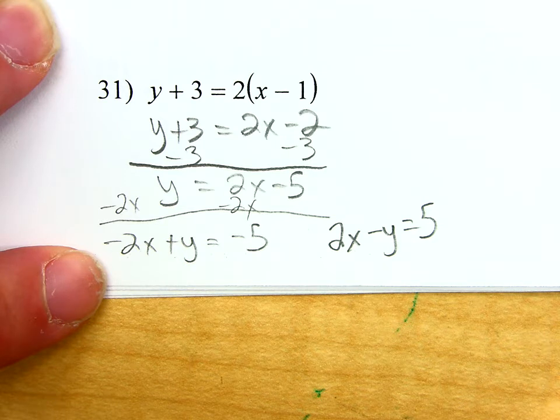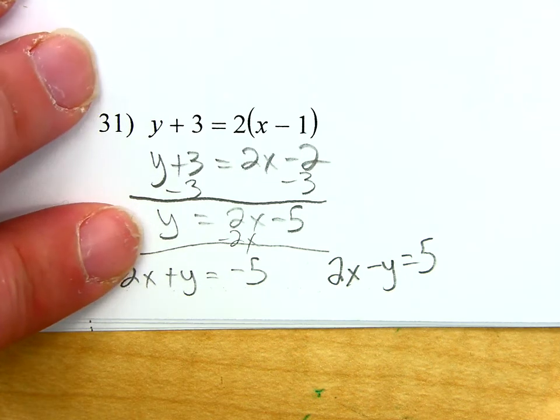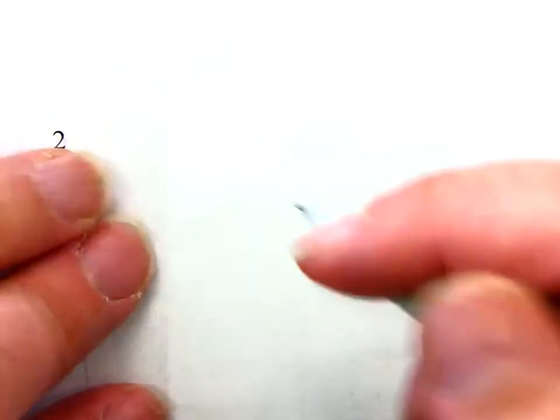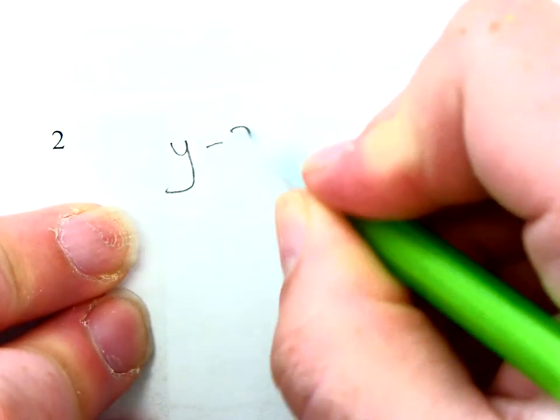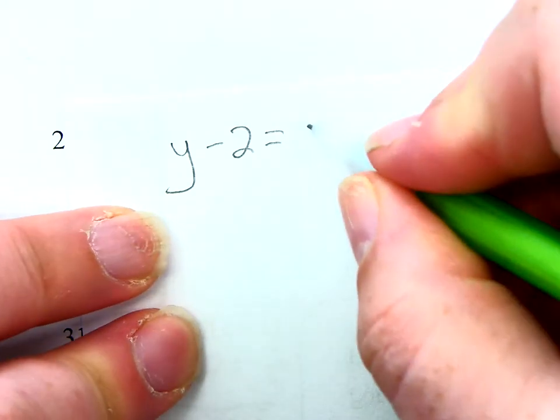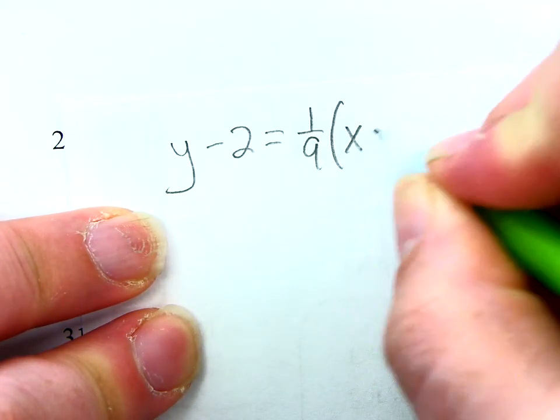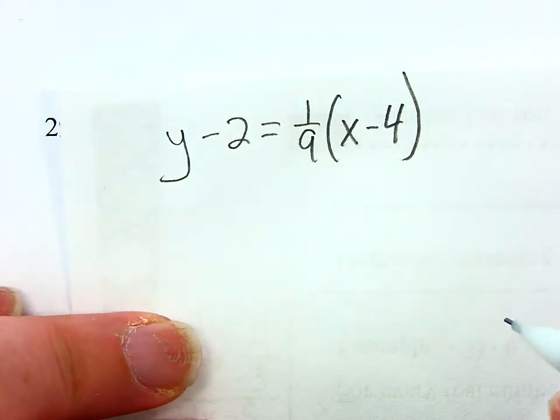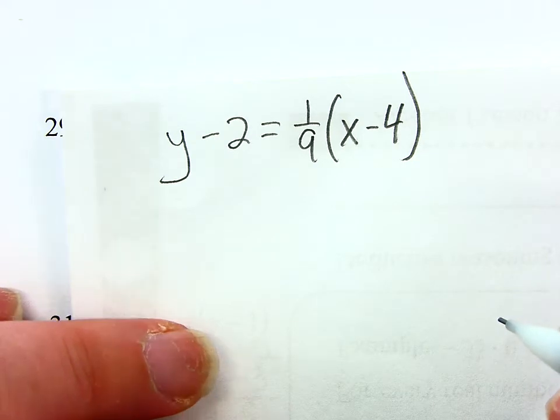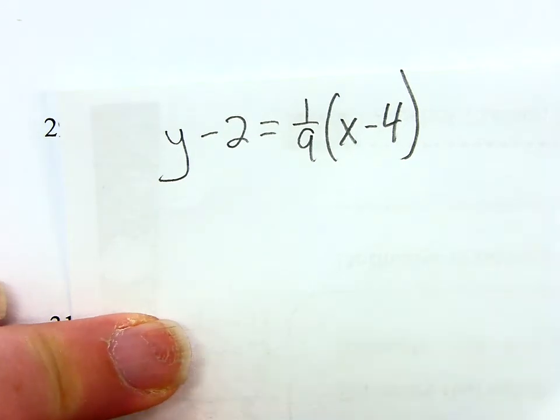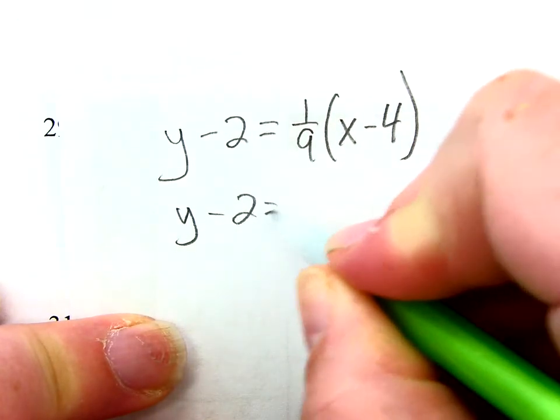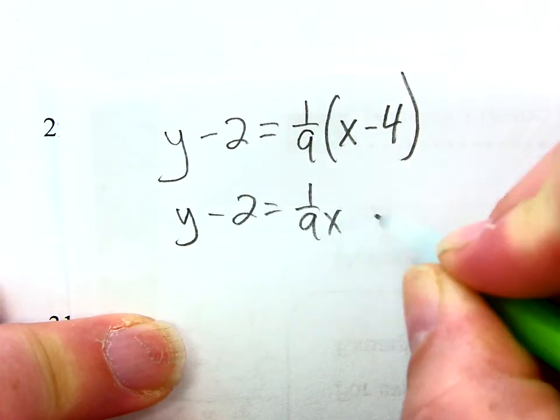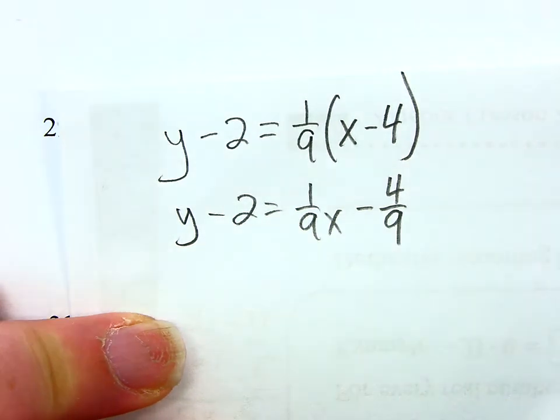And you know what I'm realizing? These are too easy. Let's do one together where it's more difficult. I'm going to make it up. What if you had y minus 2 equals, oh, I don't know, 1/9 x minus 4. And you had to turn this into standard form. What do you want to do first? Sure, we can distribute first. Now what might you do?